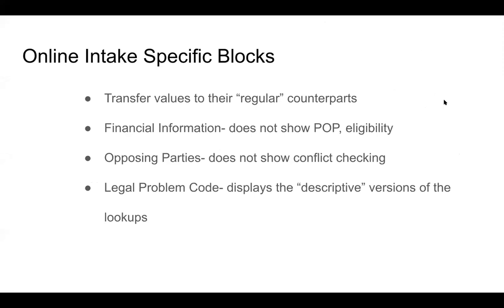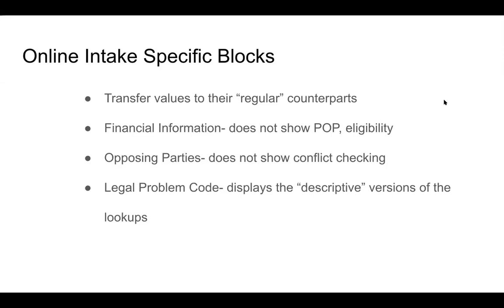All right, so I already mentioned a little bit about how we have some online intake specific blocks available to utilize in an online intake. And there are certain places where you are certainly going to want to utilize those instead of their regular counterparts. The reason for that really varies by block. For instance, the financial information online intake block doesn't show things like percentage of poverty and eligibility and allow an applicant to override their own eligibility, things that would probably scare and confuse applicants, or that we just wouldn't want to give them the option to do, like that override.